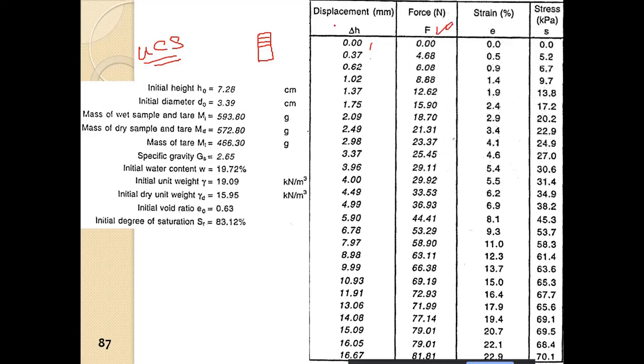This is the force which is applied through the ram, and the reading is done in the proving ring. So this is the force. Force divided by the area of cross section of the soil sample will give you the deviatoric stress, sigma d. And this is the strain.